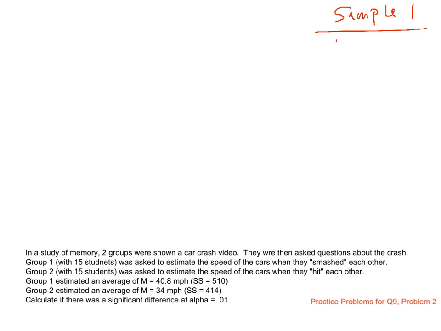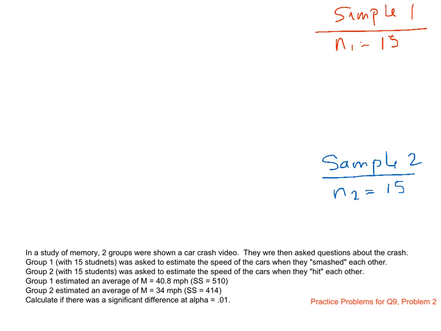with 15 students, so here we have an N1 of 15, was asked to estimate the speed of the cars when they smashed each other. Group 2, which I'll refer to as sample 2, had also 15 students, so here we have N2 equals 15, and was asked to estimate the speed of the cars when they hit each other. So here we have the two treatments. One was asked when it smashed, the other hit. So the manipulation of words there is the two different treatments.